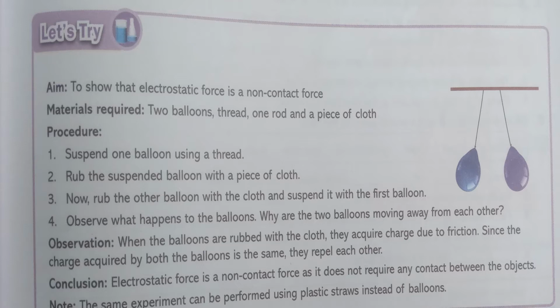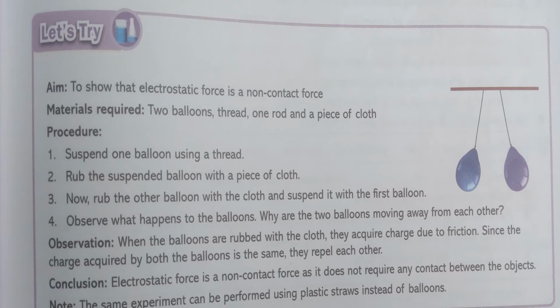For performing this activity, we require some material: 2 balloons, thread, 1 rod, and a piece of cloth. Procedure: point number 1. First of all, we have to suspend one balloon using a thread. Now wrap the suspended balloon with a piece of cloth. Now wrap the other balloon with the cloth and suspend it with the first balloon.